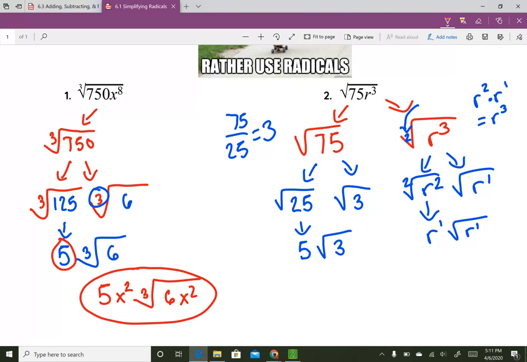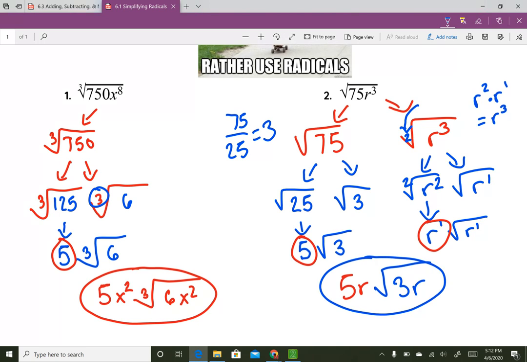Same thing that we were doing before. Now everything on the outside goes together, so 5r, and everything on the inside stays together, so the square root of 3r. And we have ourselves an answer, folks.